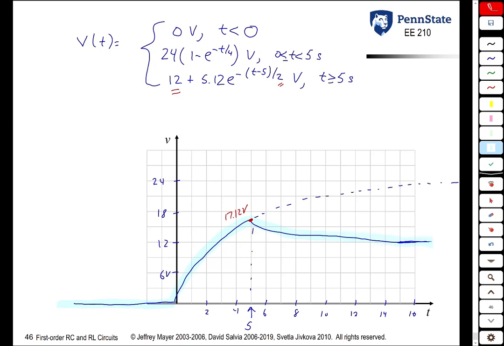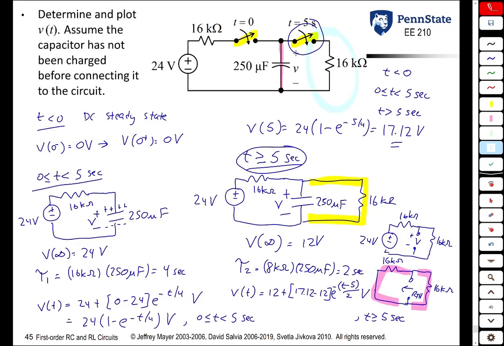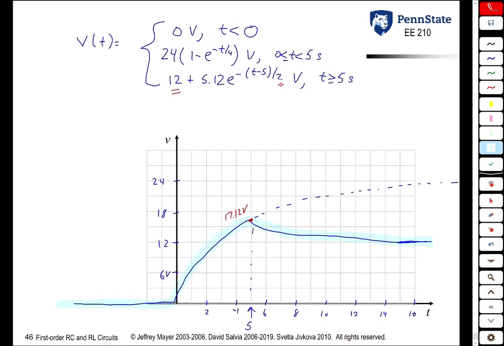So notice, once again, the introduction of this resistor here causes two things to happen. It causes the time constant to change. Instead of 4 seconds to 2 seconds, it does it twice as quickly. And it causes the final value, rather than being 24, it becomes 12.